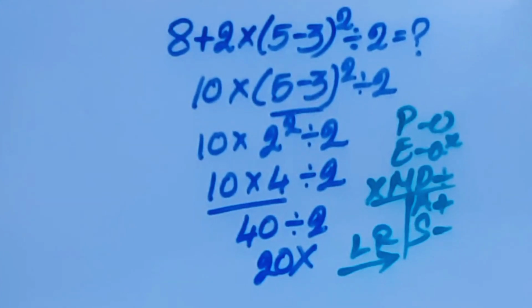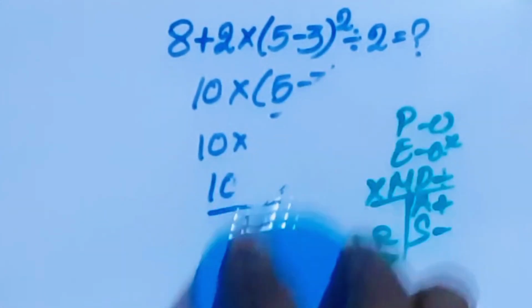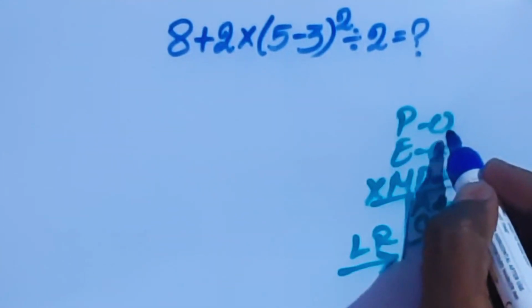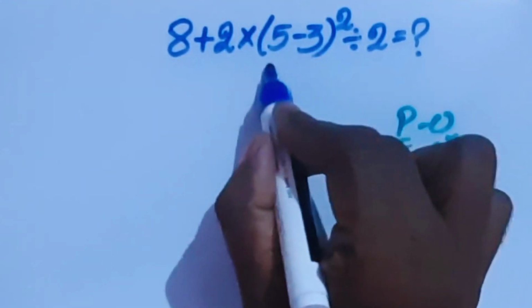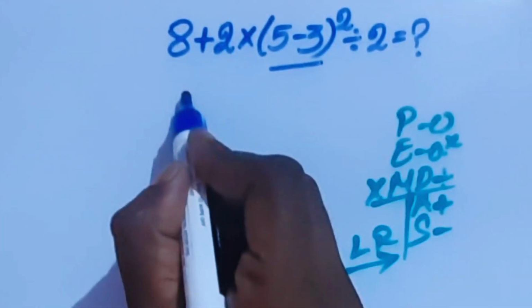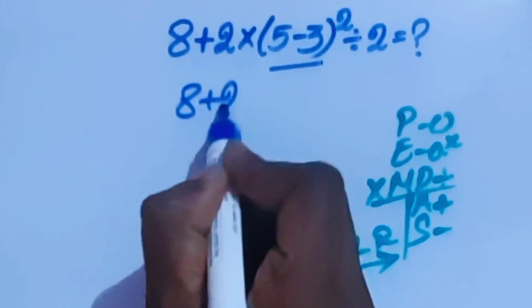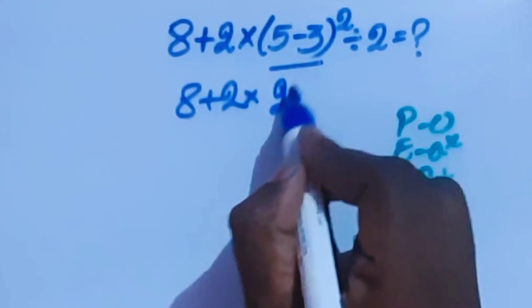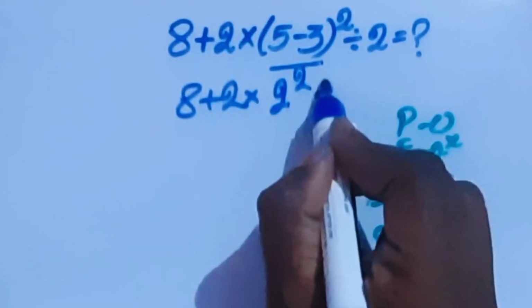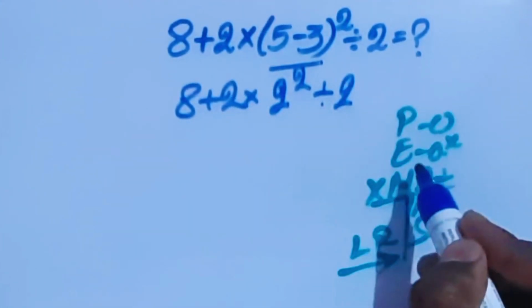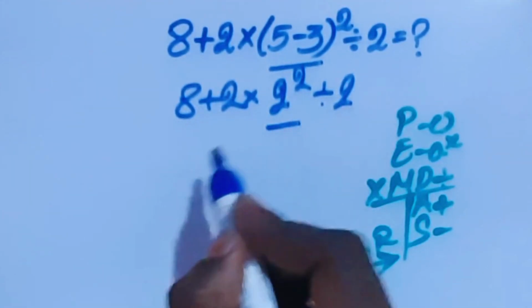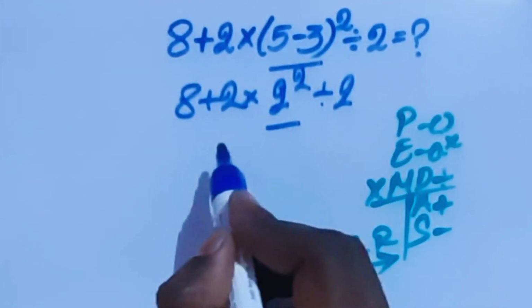Now we are going to solve this problem in the correct way by using the order of operations PEMDAS. Here, as per PEMDAS, the bracket is higher priority, so we have to do this bracket before any other operation. Here 8 plus 2 times, the bracket here is 5 minus 3 is 2, to the power of 2, divided by 2. Here the next priority is exponent. Here we have 2 power 2.